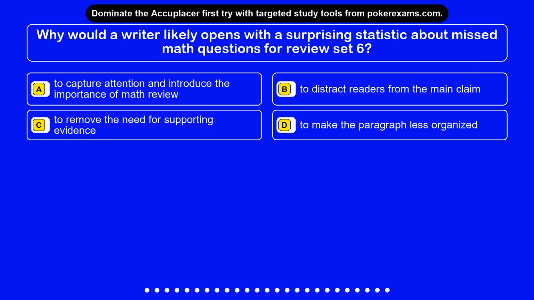Question 16. Why would a writer likely open with a surprising statistic about missed math questions for review set 6? Option A. To capture attention and introduce the importance of math review. Option B. To distract readers from the main claim. Option C. To remove the need for supporting evidence. Option D. To make the paragraph less organized.